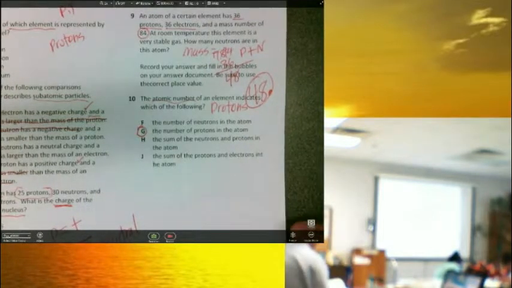Okay. Number 10. The atomic number is the proton, so it was G. Okay, I got 100. There are 10 points each. Put a grade on it, and you now know your grade.